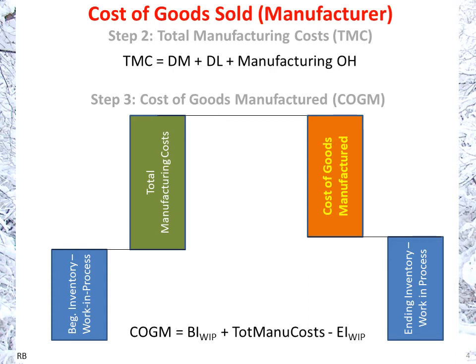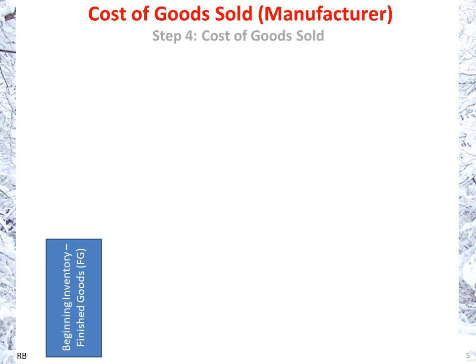So the cost of goods manufactured is beginning inventories plus total manufacturing costs minus ending inventories, again, of the work in process. Again, you'll see it's always the same structure. And for the manufacturer, now we have the cost of goods manufactured. That is equivalent, for the retailer or for the merchandiser, to the amount of purchases. So that we can now calculate the cost of goods sold.